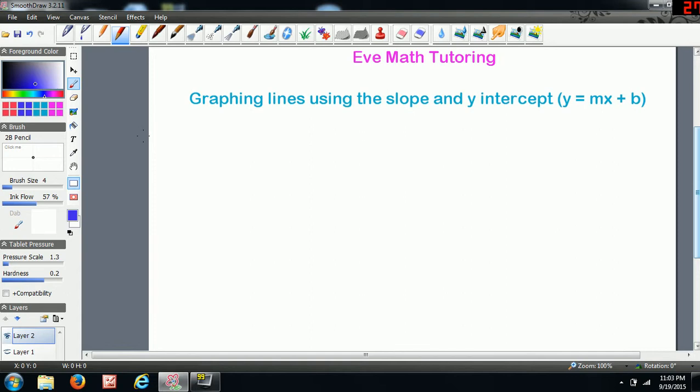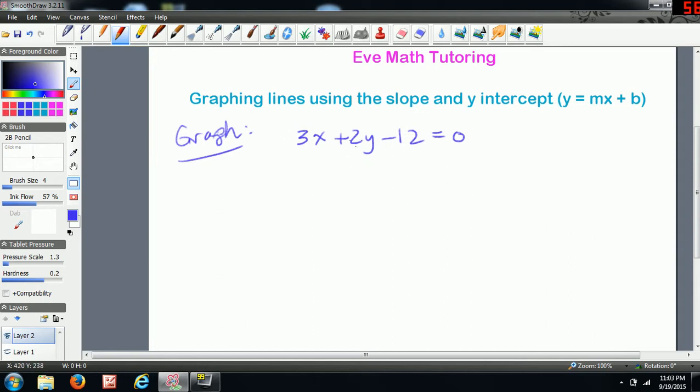So I'm going to actually try this example right here. We're going to graph the following. We're going to graph 3x plus 2y minus 12 equal to 0. So what we want to do here, again, before we graph this, we have to get it in the form y equals mx plus b.